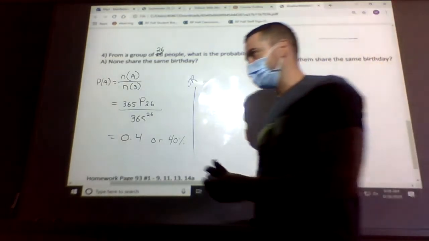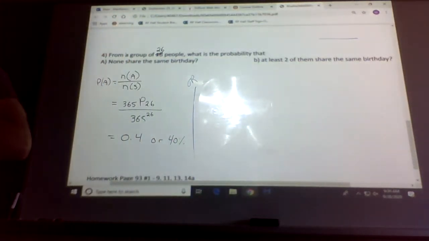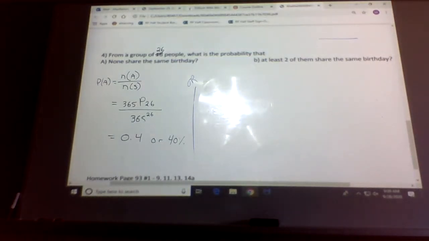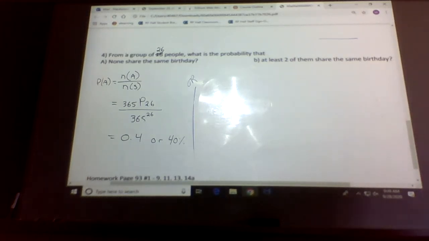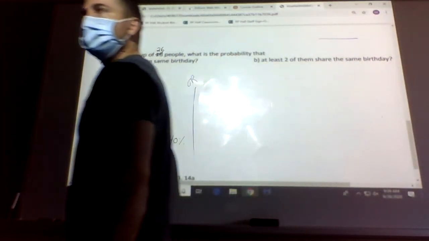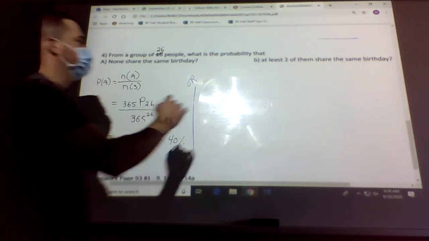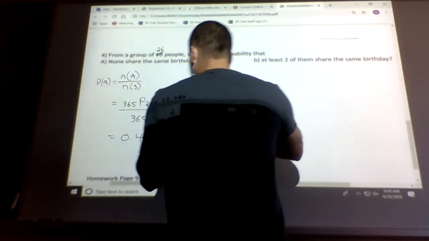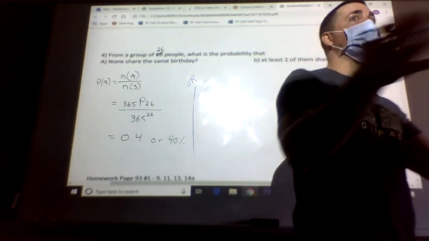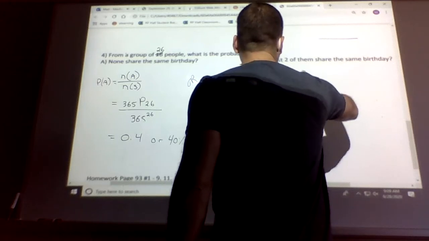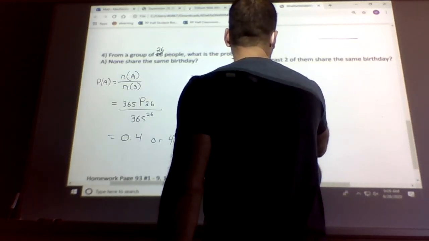I kind of gave out the answer for the second part. So if there's a 40% chance that none of you share the same birthday, what is the probability that at least two of you do? Don't think too hard. 60%. Perfect, 60%. If none is 40%, then the opposite would be at least two share the same birthday. So 100 minus 40 equals 60%.